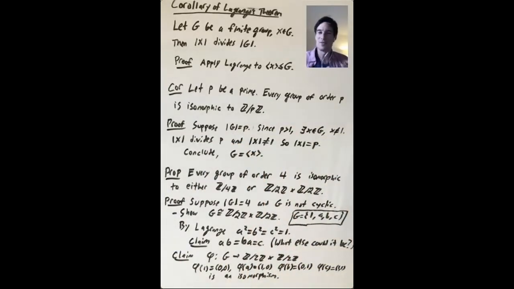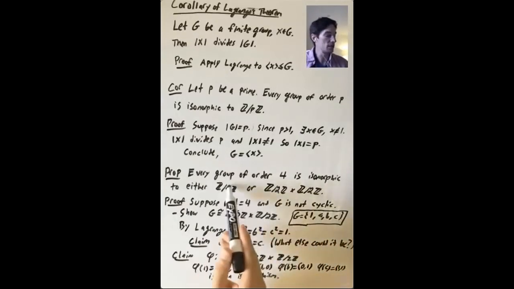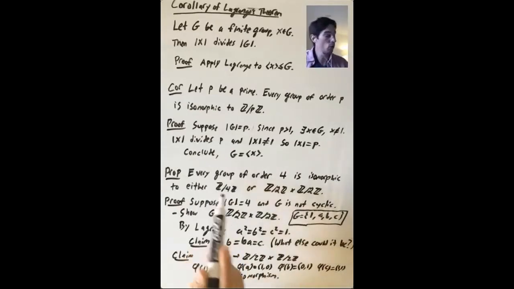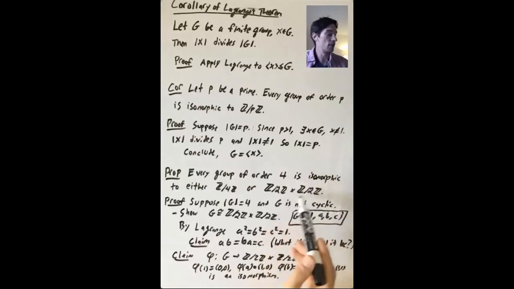Okay, so sort of in this vein, I want to do one more of these classification type results. This one is actually an exercise earlier in the book before you know Lagrange's theorem, but it's a little easier now that we have Lagrange as a tool. So what I want to prove is that every group of order 4 is isomorphic to either Z mod 4Z, or it's isomorphic to Z mod 2Z cross Z mod 2Z. It's not hard to see that these two groups are not isomorphic to each other. The first one has an element of order 4, and the second one does not. All of the non-identity elements of Z mod 2Z cross Z mod 2Z have order 2.